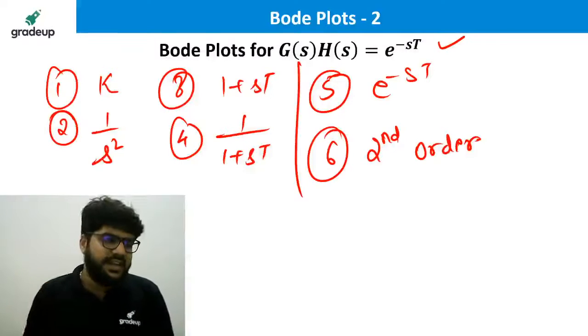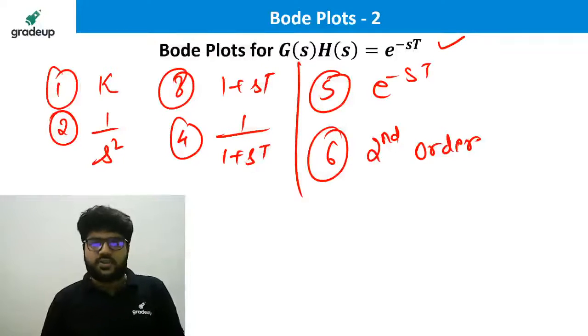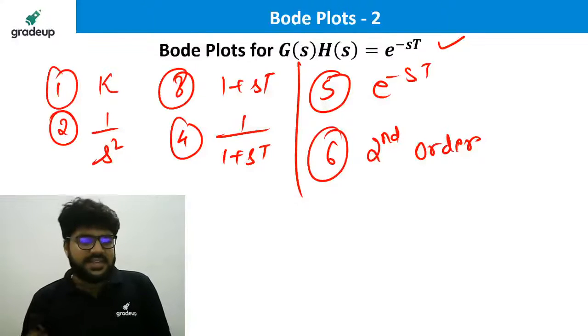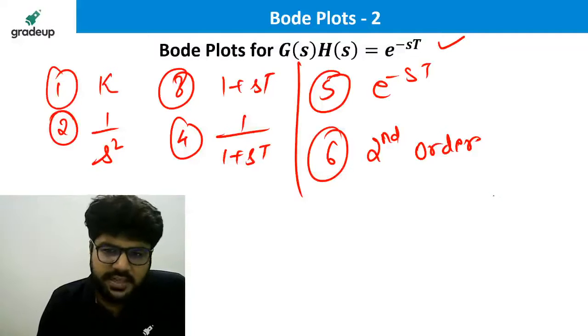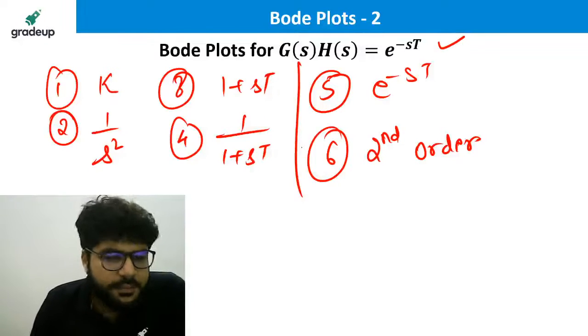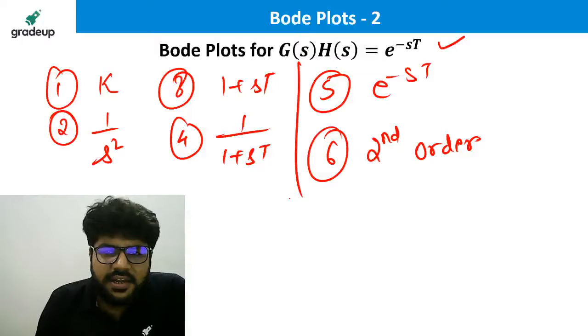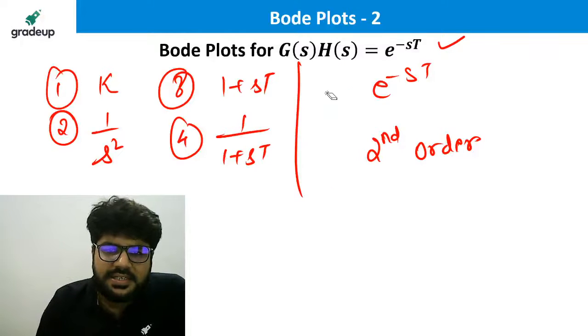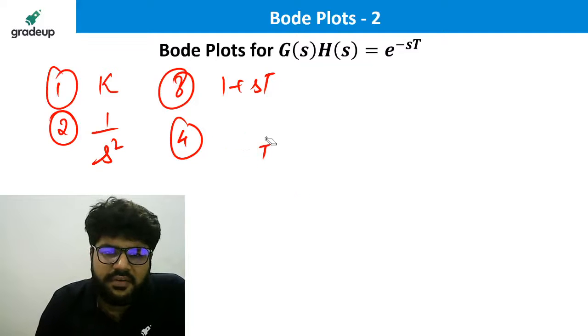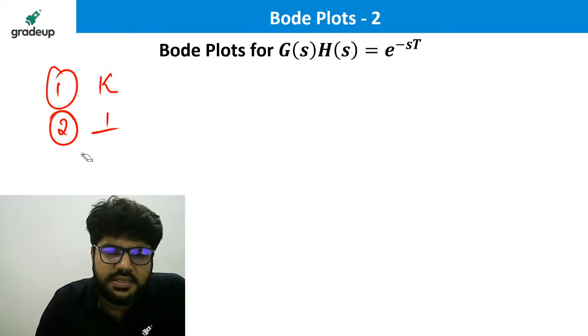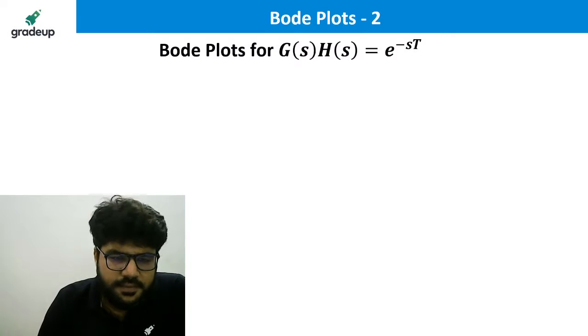That will be very interesting, that will be fun, and that is easy to solve. So e power minus st, second order, and the phase approximations I will tell, and then we move towards the gate questions. All right. So I'm starting now with the e raised to the power minus st. It's a very simple case, not much complication here.